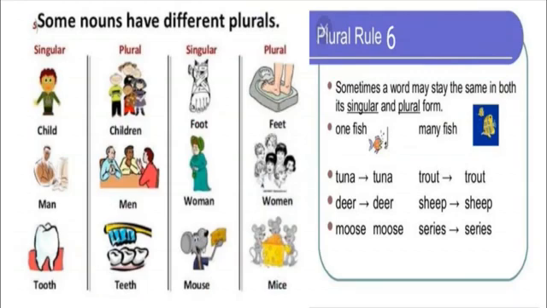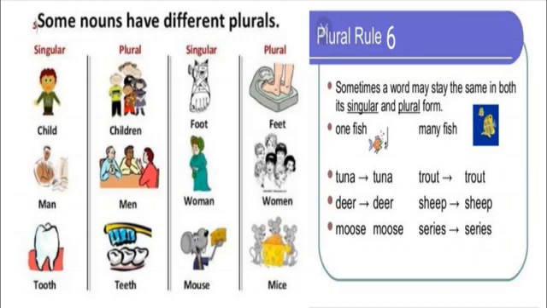Now here we are going to learn the last rule. We are going to learn rule number 6. Sometimes a word may stay the same both in its singular and plural form. Now here let us look at which words do not change when we change them into plural. For example, one fish, many fish.